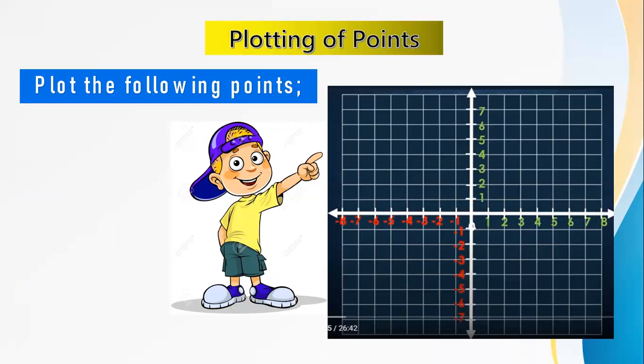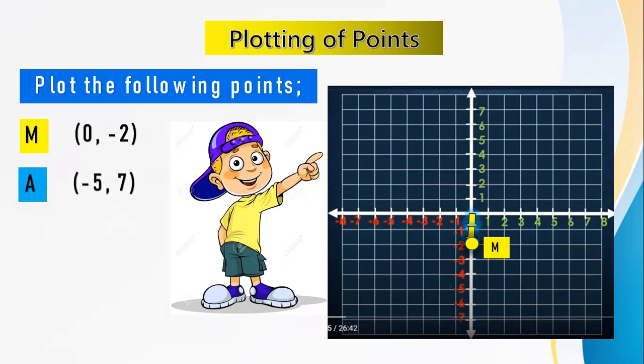Next, again, we have plot the following points. We have your M, 0 and negative 2. So 0, no need to move the point because your X is 0. So you move 2 units below the x-axis: 1, 2. So this will be your negative y and positive y. And therefore, this will be your point M.